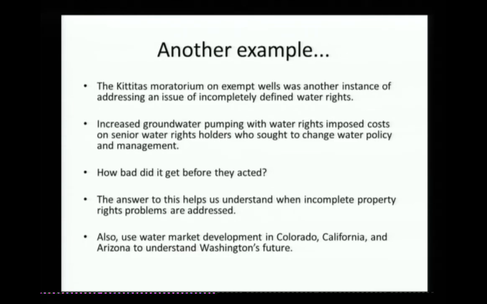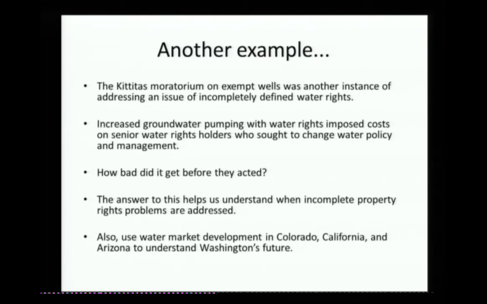Quick another example, the Kittitas permit exempt well moratorium has been a fairly big deal. That's another case of where you've got incompletely defined property rights over water. But a moratorium went in in 2009 to restrict permit exempt wells in the upper Kittitas. This gives us another case study to use empirical analysis to understand, okay, what were the conditions such that this political action occurred? How were the costs distributed across different stakeholders in that basin? How did they influence political change? So how bad did it get before they acted?